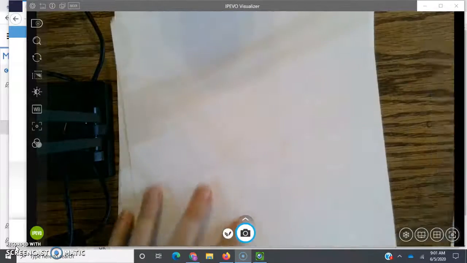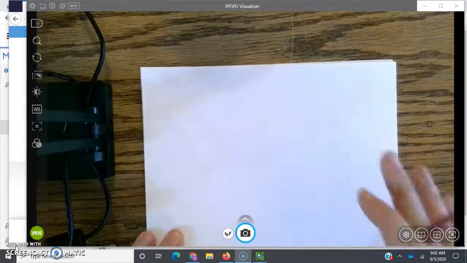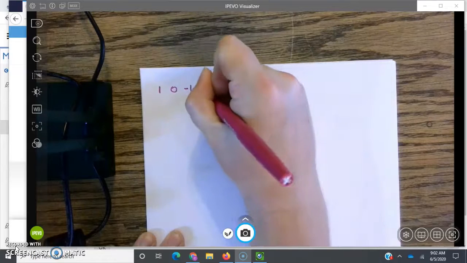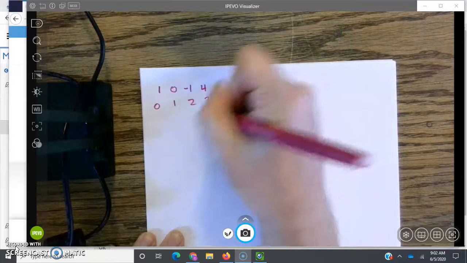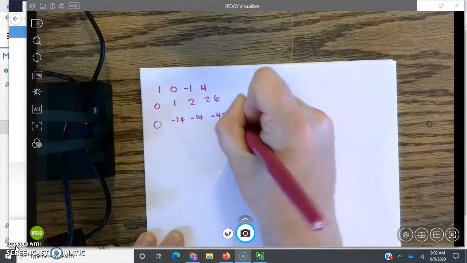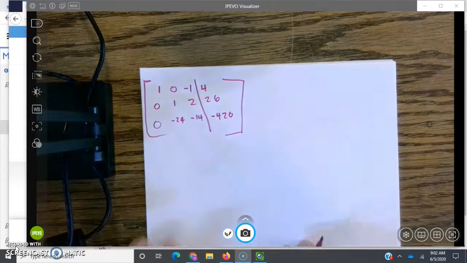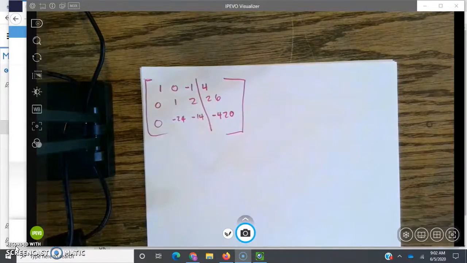So let's get a new piece of paper out here and write our new matrix. Okay, so our new matrix is going to look like this. 1, 0, -1, 4. 0, 1, 2, 26. 0, -24, -14, -420. Sorry, it's getting a little diagonal there. All right, so we have 0 above that.